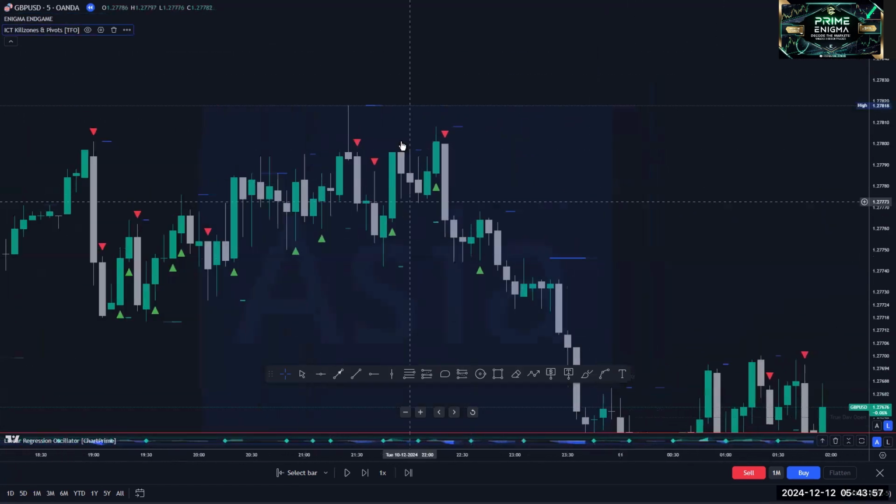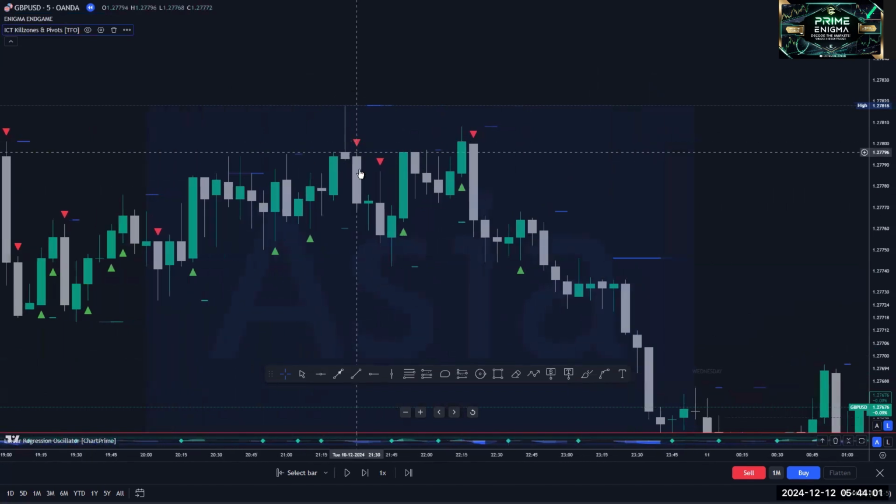So the idea is what? Whenever you get the signal, you don't enter right away. The signal tells you that it broke a structure. So your structure is the previous candle low. So you're going to use that as your guideline to enter your sell or buy trade.